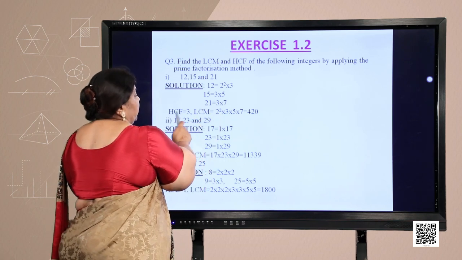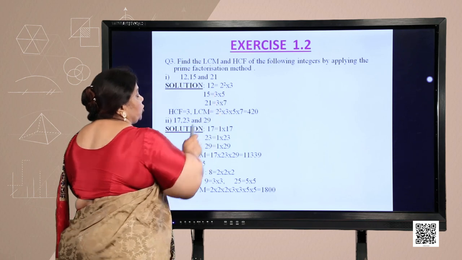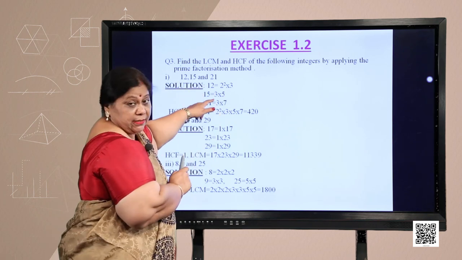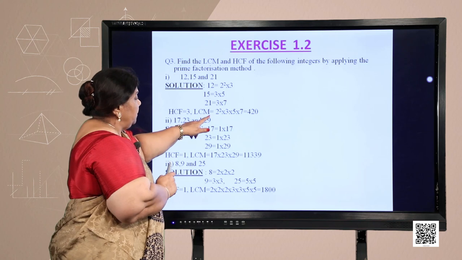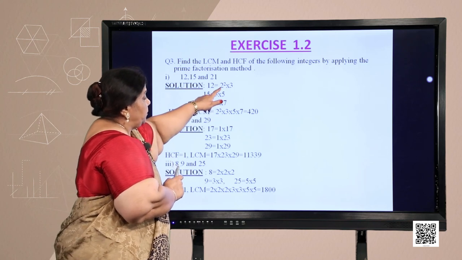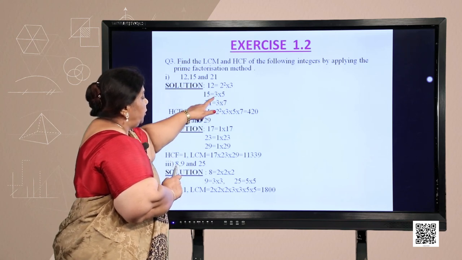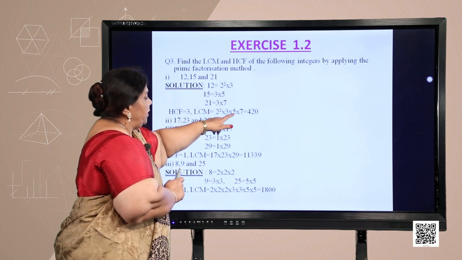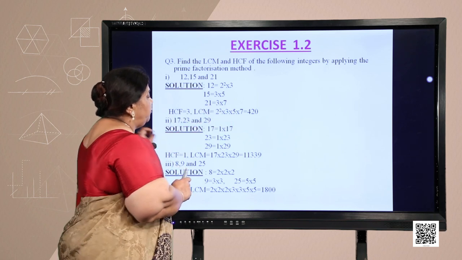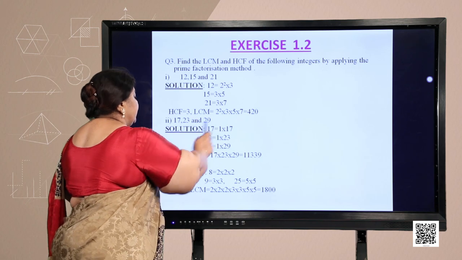Now, HCF is 3 because only 3 is common in all the 3 numbers. And what about LCM? LCM, we will be taking the higher power, that is 2 square into 3 into 5 into 7. So, we have 420 as LCM.